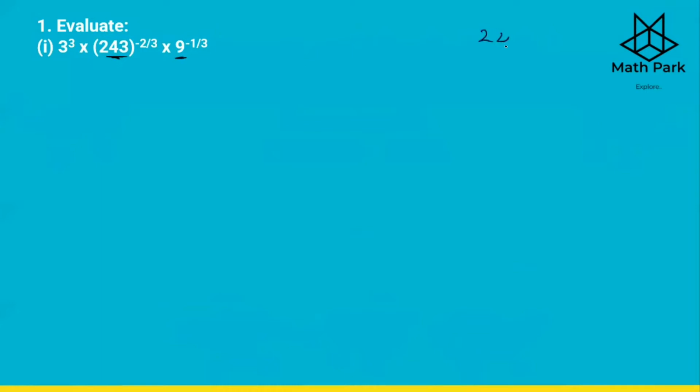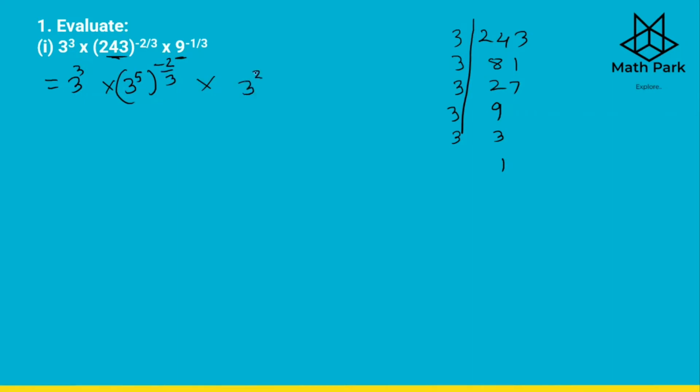So what we can do is find the prime factorization of 243. Divide by 3, 3 8s are 24, 3 1s are 3. Again 3 27s are, dividing by 3, 3 9s are 27, 3 3s are 9 and 3 1s are 3. So what we understand here, 1 2 3 4 5 times, it is the fifth power of 3. So 243 can be written as 3 raised to 5, raised to minus 2 by 3, into 9, which is the square of 3, so 3 raised to 2 raised to minus 1 by 3.